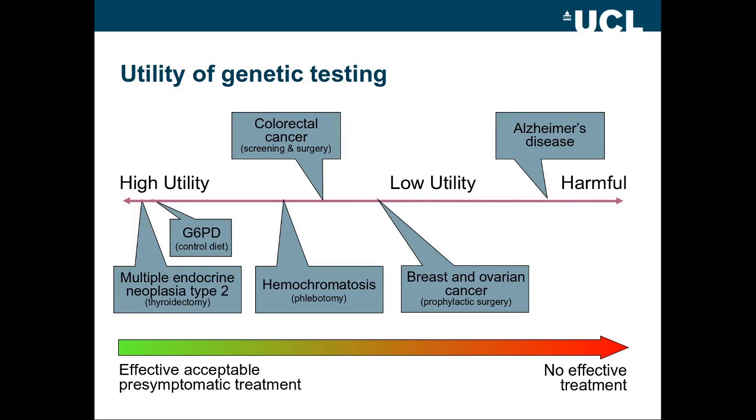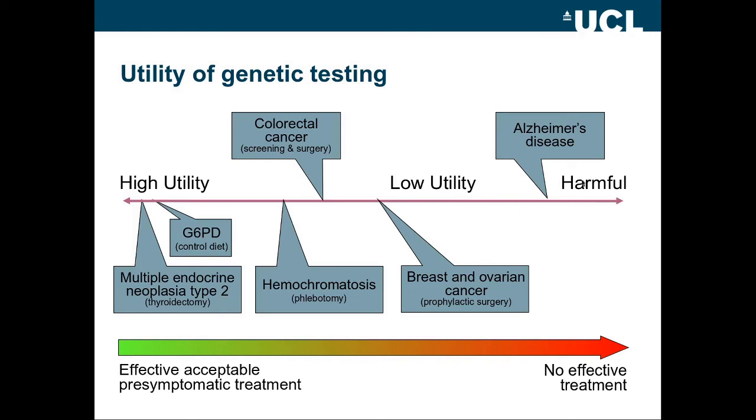So it depends on the particular condition. Certain mutations are of very high utility. So if we know about these mutations in G6PD, then we can largely control the diet and be careful with medications in order to avoid these rather unpleasant side effects. Similarly, with this condition, multiple endocrine neoplasia type 2, if we know that a patient has the mutations that are related to that, then we can perform a thyroidectomy, and that will basically stop the cancer from developing.